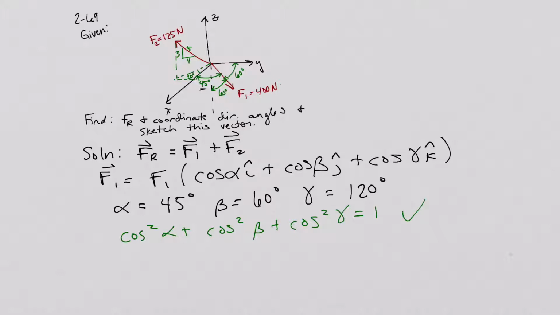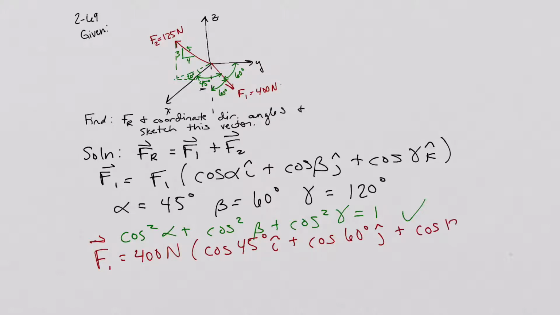So now we can figure out what the equation is because we know the magnitude of F1. So basically, I'm going to make it in red, F1 equals that 400 newtons times cosine of 45 degrees i plus cosine of 60 degrees j plus cosine of 120 degrees k. And we can go ahead and multiply that out if we want to. So 400 times the cosine of 45, that's 0.707 i plus cosine of 60 times 400, which would be 200 j. Cosine of 120 is negative 0.5 times 400, minus 200 k. And that's in newtons. So that's F1.